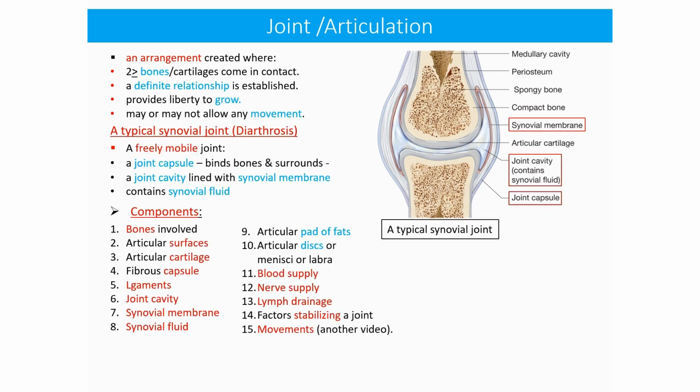Components of a typical synovial joint are bones involved, articular surfaces, articular cartilages, fibrous capsule, ligaments, joint cavity, synovial membrane, synovial fluid, articular pads of fat, articular discs or menisci or labra, blood supply of the joint, nerve supply of the joint, lymph drainage of the joint, and factors stabilizing a joint. And in the last, the movements of the joints, which are described in another video.